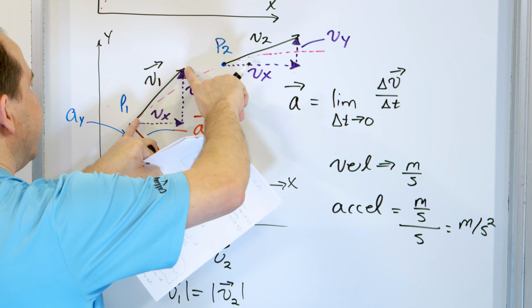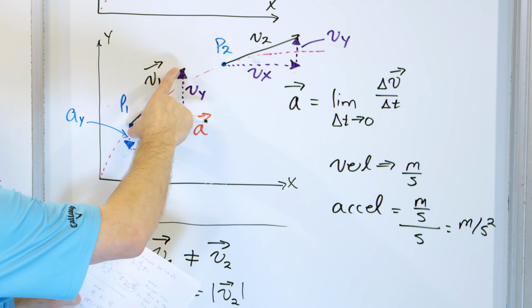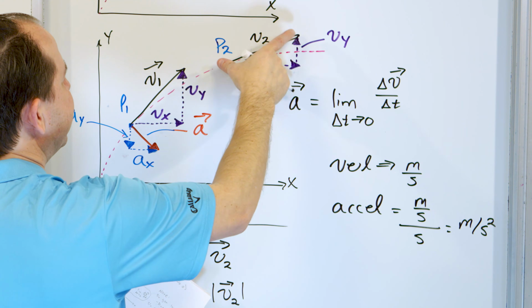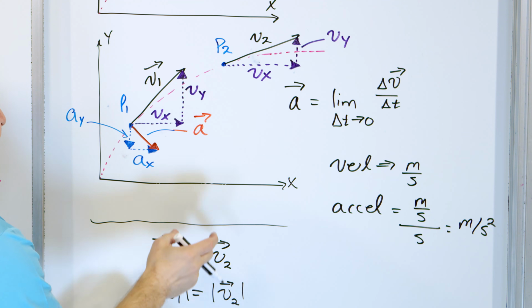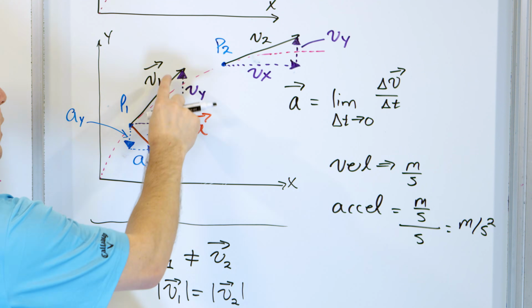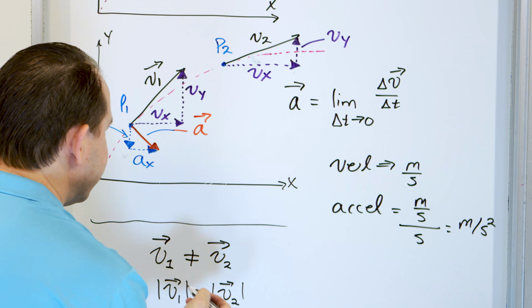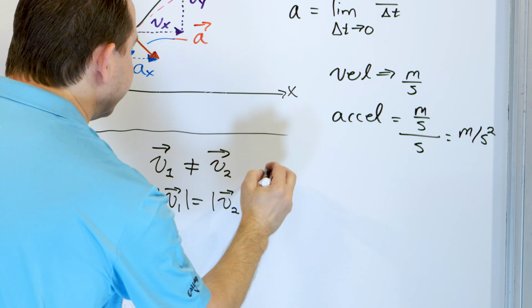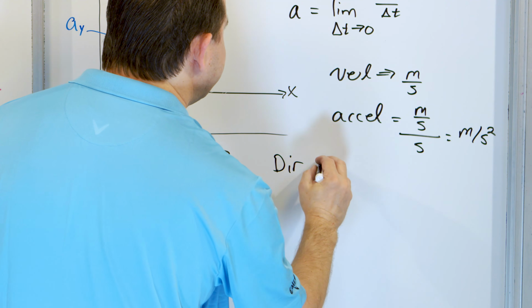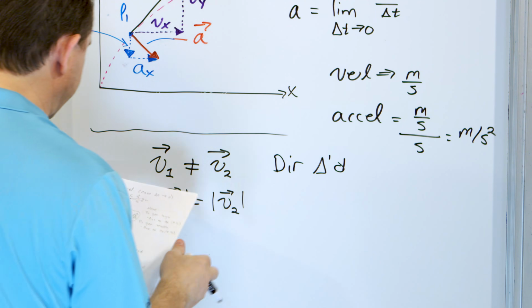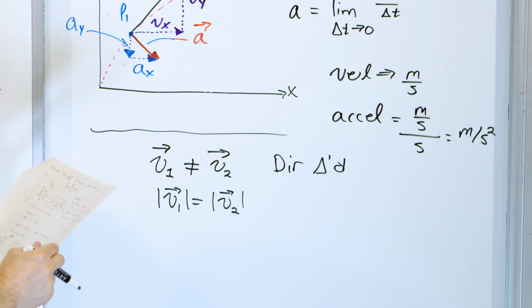So we're saying the length of this vector is the same as the length of this one, which means the speed, like 5 meters per second, is the same. The vectors are not the same because the directions are different. The components are different, so they're different vectors, but their speeds are the same. And the reason they're not the same is because the directions are changed. The directions change between point 1 and point 2.